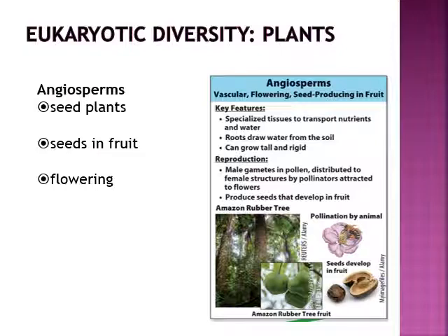So again, they are vascularized, so they can grow up tall and strong, and they do flower as well as produce seeds in their fruit. So these ones are not fertilized in water, just like the gymnosperms. These guys are pollinated either by animal, or they could be by wind as well, technically. But these seeds develop in the fruit, and then they can be carried off by wind, or they can be pollinated by animals like bees, hummingbirds, that sort of thing.